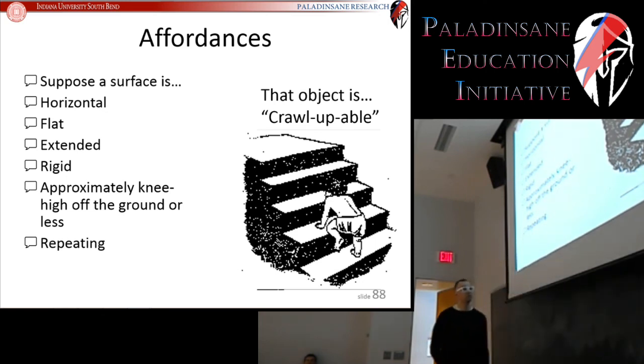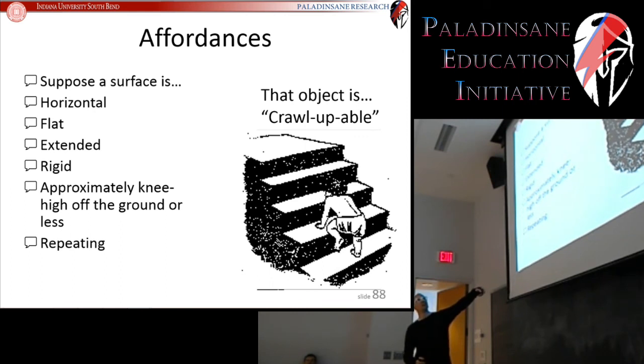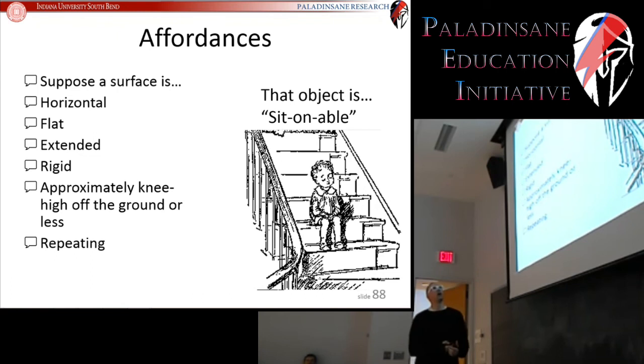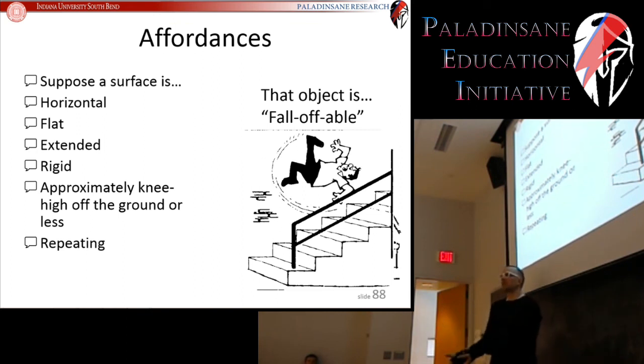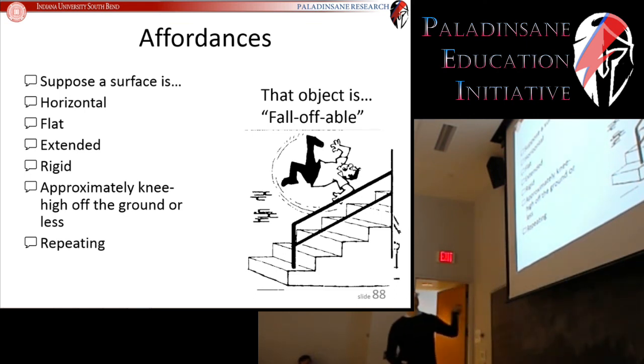They really know that the stairs are crawl-upable. Stairs are sit-onable, as I mentioned before. Stairs are fall-offable, right? Very young children, there's a very famous experiment called the visual cliff. Very young children will get to the edge of the stairs and they'll stop, because they'll realize, I can fall. They'll perceive the fall-offable.